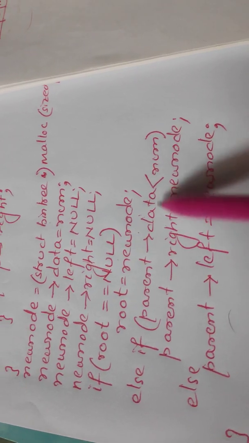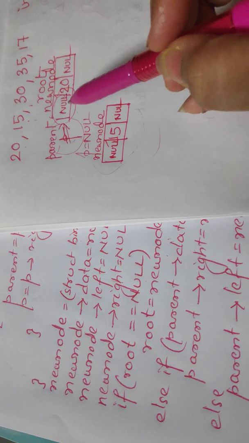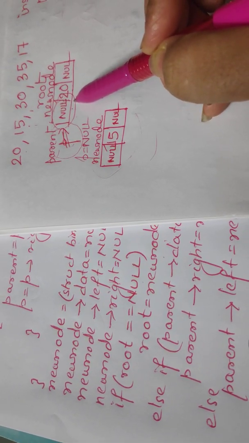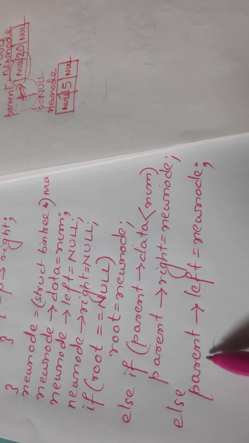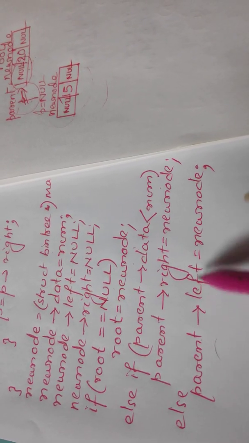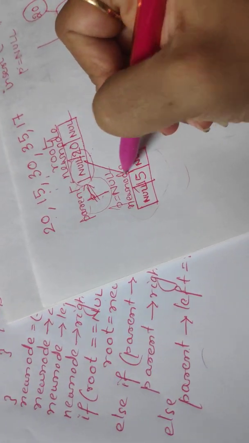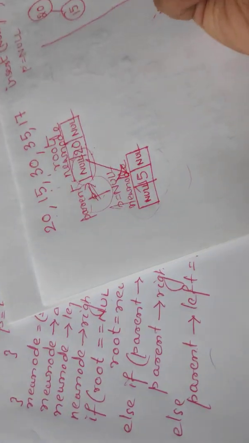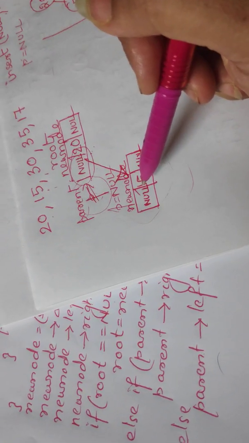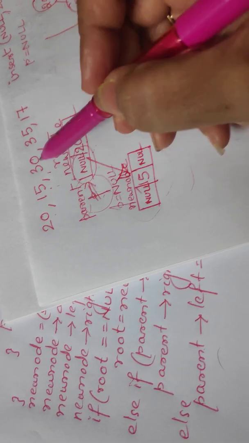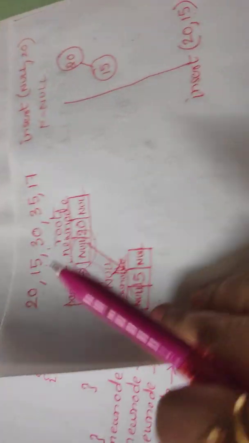If parent data is less than 15. So over here parent data is less than 15 is not true. So it will come to the else part, and in the else part it will do parent left equal to new node. So parent left will start pointing at the new node. So thus 15 gets inserted on the left hand side of 20. Correct? Let's do it for 30 again, and so we will be able to understand it better.